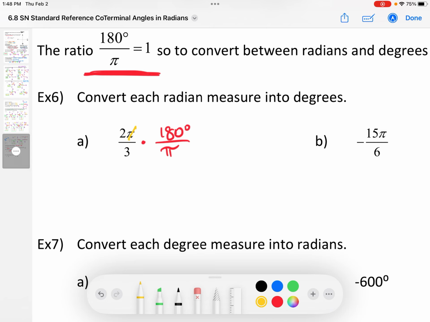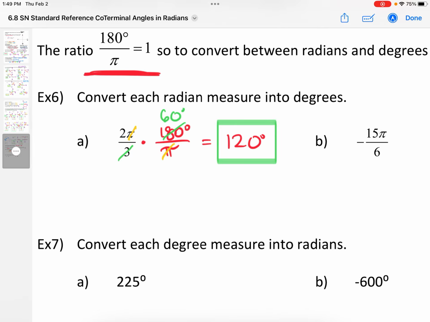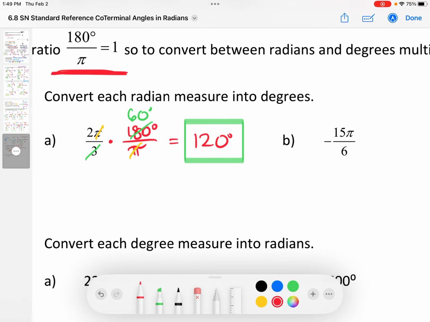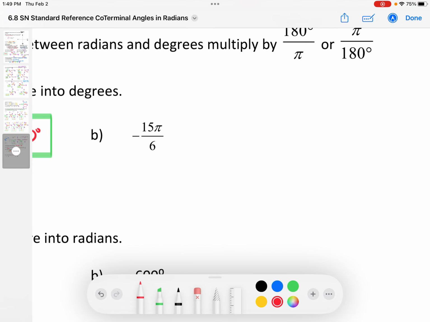Now, the pi's do divide each other out, and I recommend you do this because we are doing these without a calculator. Take 180, divide it by 3. 180 divided by 3 is 60. 18 divided by 3 is 6. Tack a 0 on it. Then 2 times 60 is 120 degrees. And that is your degree measure.